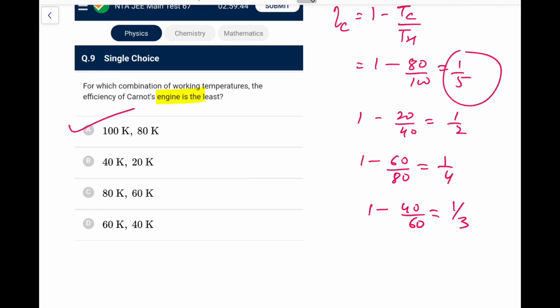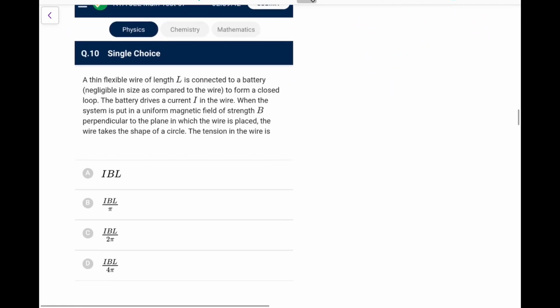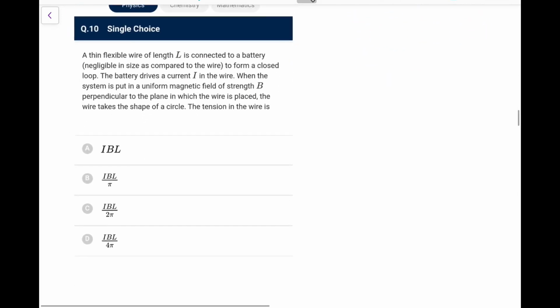Now, next one. Question 9, a thin flexible wire of length L is connected to a battery. Negligible as compared to the wire.